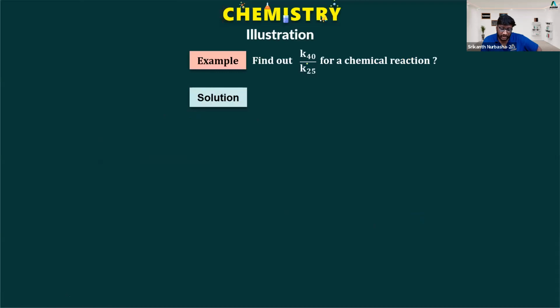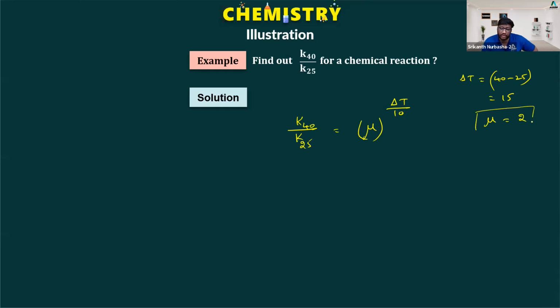Try to find out this. Find out K40 by K25 for a chemical reaction. K40 divided by K25 is equal to mu power delta T by 10. What is delta T? Delta T is nothing but 40 minus 25, that is 15. Do they mention the value of mu? The mu value has not been mentioned. So whenever mu value is not mentioned, you consider it as 2. Delta T is not just 10. If it is 10, you can say double, but it is 15 now. So you have to use this formula.